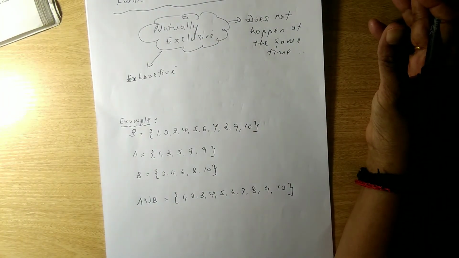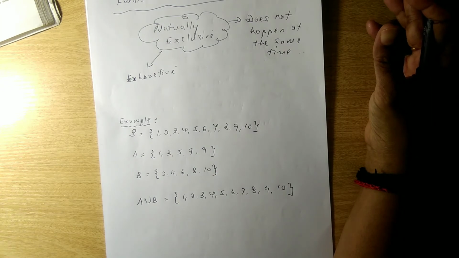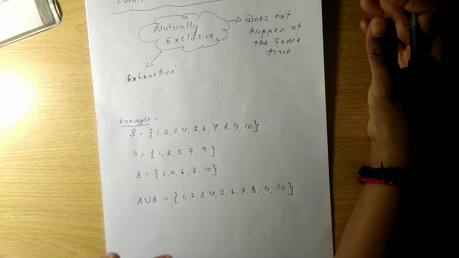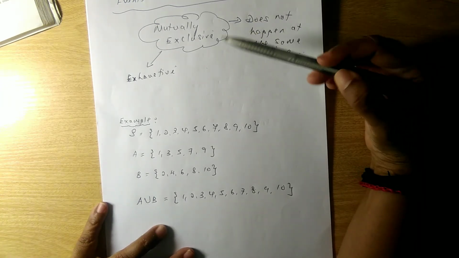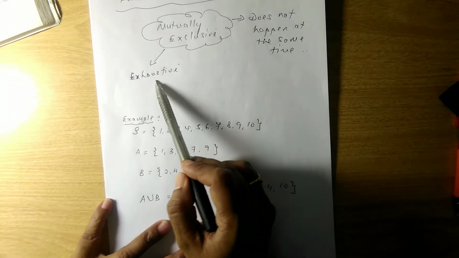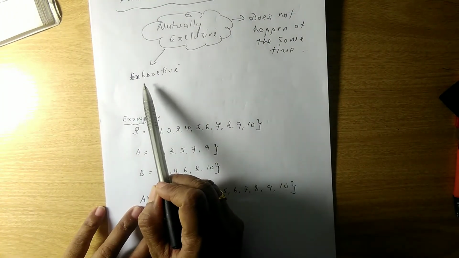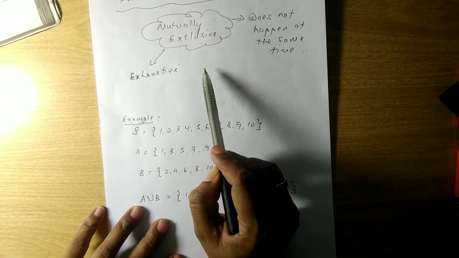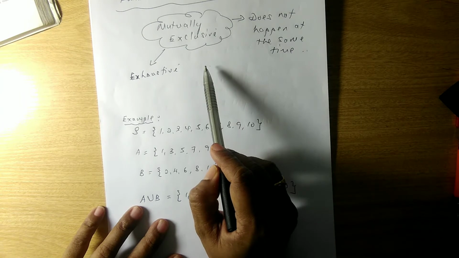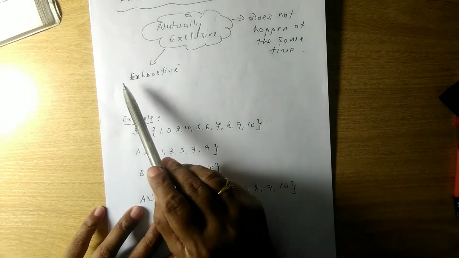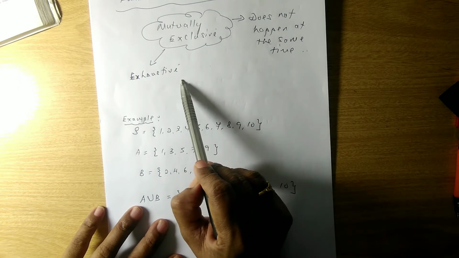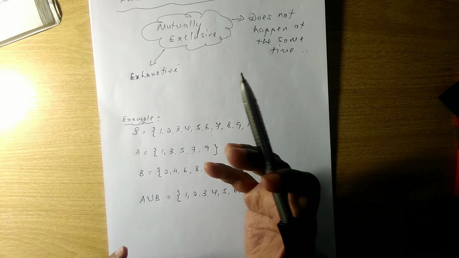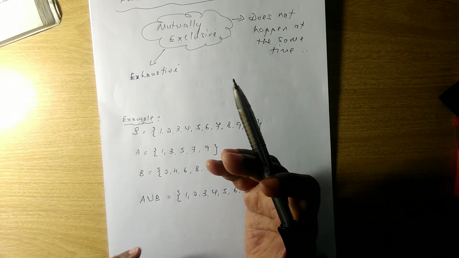And you have one more word, exhaustive. Exhaustive means when you list down, let's say your two events are A and B, the outcomes of event A, and you list down the outcomes of event B, when you put the outcomes together, it will result in the outcomes, that means the number of outcomes in your sample space. So that's what it means.